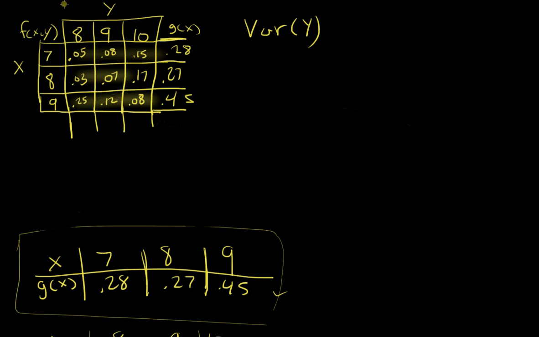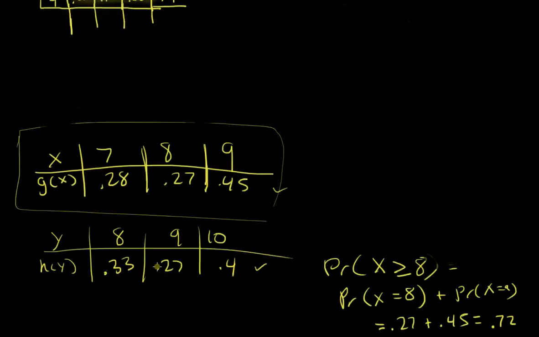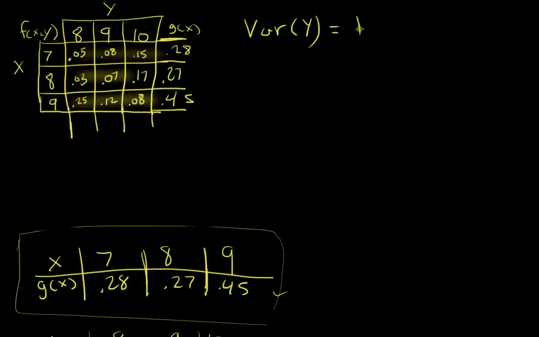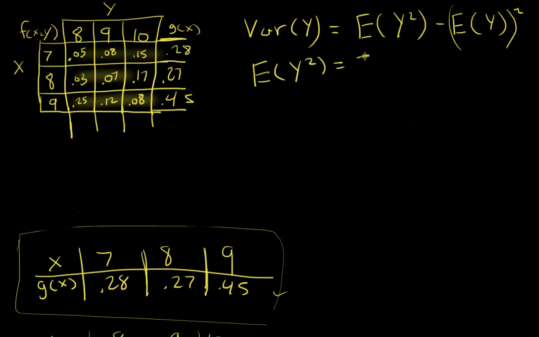But if you're given the joint, you should still be able to find the variance of the one variable. So how do you do that? Well, you use the marginal distribution. You need to know the equation: it's the expected value of y squared minus the expected value of y, squared. So you'd want to start by finding the expected value of y squared. This would be the sum over y squared times h of y.